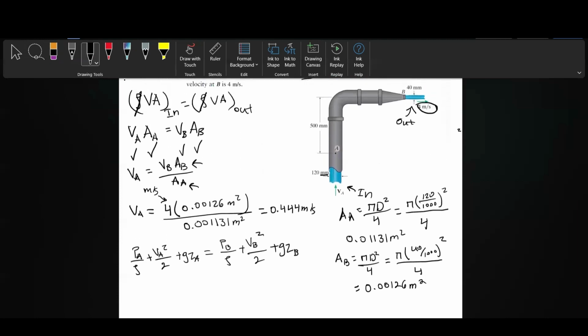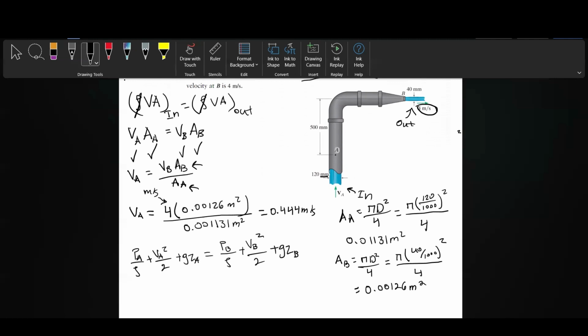So now we can make some simplifications. We can set our datum to be at A, which means z equals 0 here, and then this is our ZB here, which is going to be equal to 0.5, and that's just 500 millimeters divided by 1,000 to get 0.5 meters. So ZA equals 0, ZB we can keep.